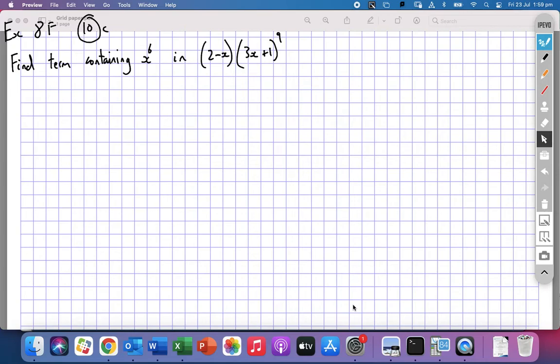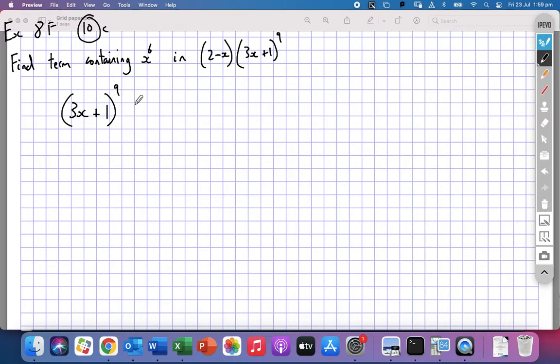This is exercise 8F question 10C. They want to know what is the x to the power of 6 term if you were to do this expansion here. Now, this is different to some of the other questions because we've got our binomial expansion here, but then we have to come along and multiply everything by 2 minus x by another binomial, right?